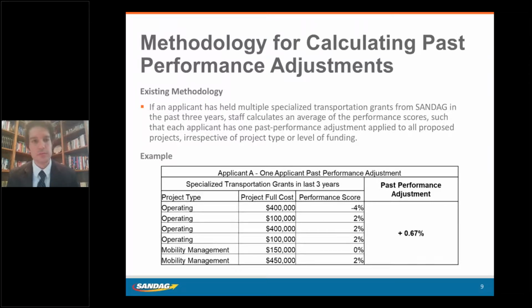So for example, as shown on the screen, if an applicant performed 4 operating and 2 mobility management projects with varying costs, staff in prior cycles would provide 1 past performance adjustment, which staff would apply to the rankings of all proposed projects from the applicant. In this example, the 1 past performance adjustment is positive 0.67%. We can go to the next slide.